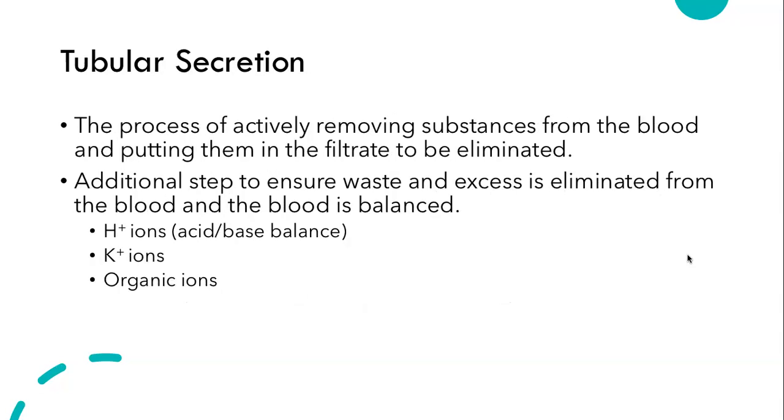And then lastly, tubular secretion is the process of actively removing substances from the blood and putting them in the filtrate to be eliminated. It's an additional step to ensure that any waste and excess is eliminated from the blood and the blood is balanced in every way. Things like proton ions or hydrogen ions help with, if you remember, pH, so acid-base balance. Then, of course, K plus ions, that helps with our sodium and potassium pumps. K is, of course, potassium. And then, of course, organic ions.